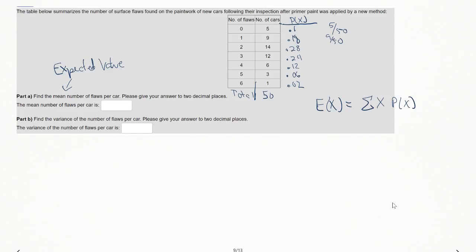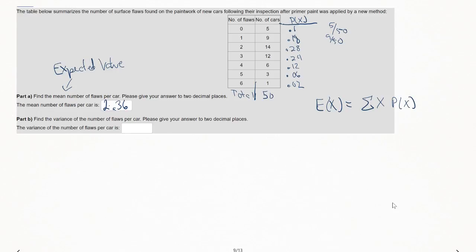All right. So now that we have those, you go to your stat. After hitting stat, there'll be a calculate in the second column of the row, and then you'll see one var stats. Under one var stats, you'll hit L1, comma L2, and then you'll get your answers. For the mean, you'll get 2.36 by plugging that in. And that's just taking 0 times 0.1, 1 times 0.18, plus 2 times 0.28, plus 3 times 0.24, plus 4 times 0.12, plus 5 times 0.06, plus 6 times 0.02.